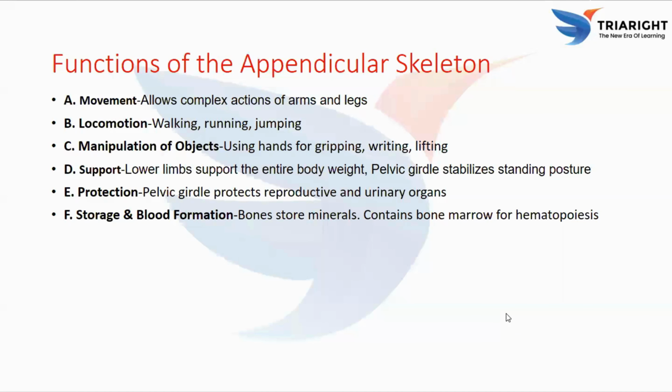So what are the functions of the appendicular skeleton? This appendicular skeleton includes the bones of the arms, legs, shoulder and also the pelvic girdle. Its main purpose is movement and interaction with the environment. So what is movement? The bones of the arms and legs allow all types of body movements. This includes reaching, bending, rotating, lifting and swinging. In short, it makes complex actions of the limbs possible.